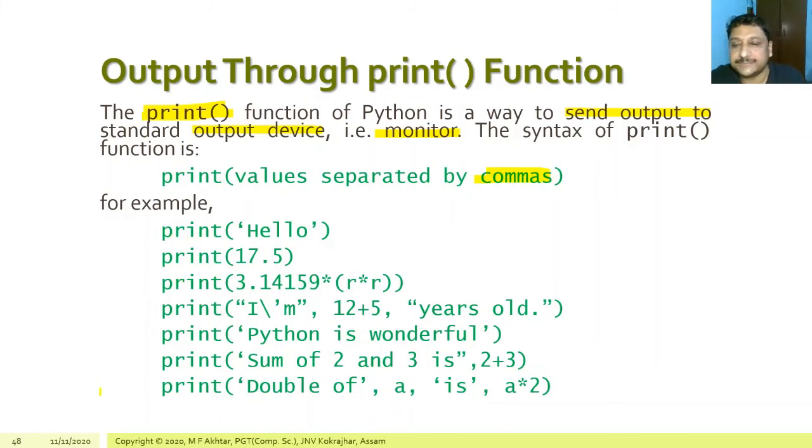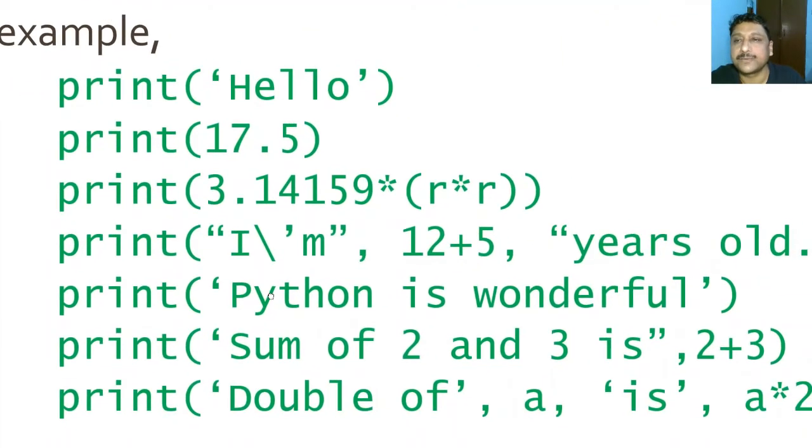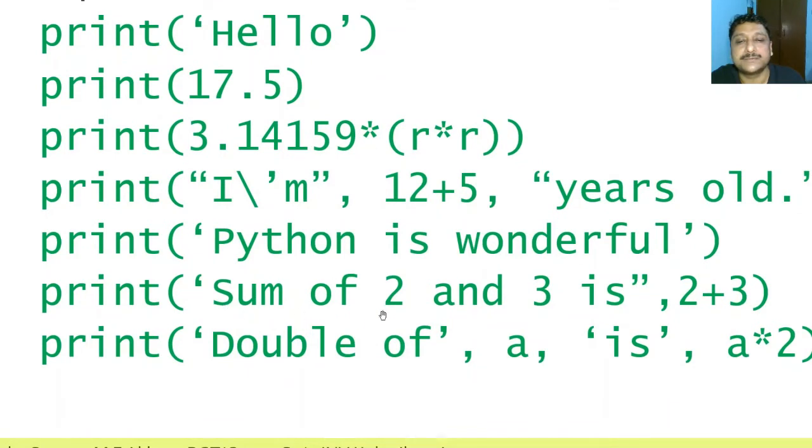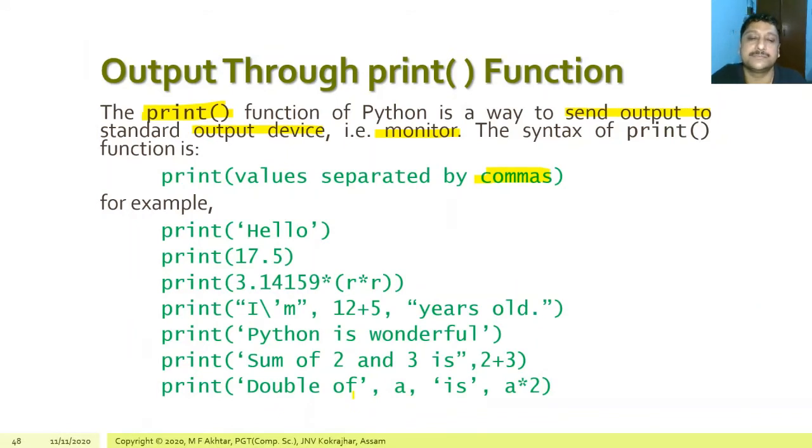See examples here. Print hello. It will display the word hello. Print 17.5, this number will be displayed. Print 3.14159 into r, then it will compute the area of a circle. And here a print statement is given to display some messages. Another print statement displays another message. So many print statements of different types, different styles, are given here to help you understand clearly.